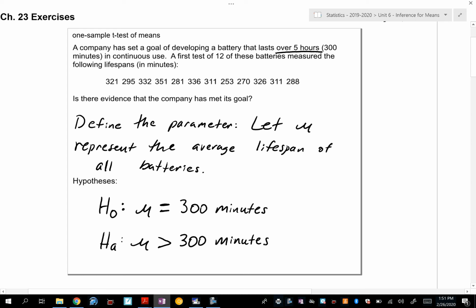Are there any questions about the parameter or the hypotheses? I know it's different, but I hope you are seeing that there are a lot of similarities here. The process is the same.